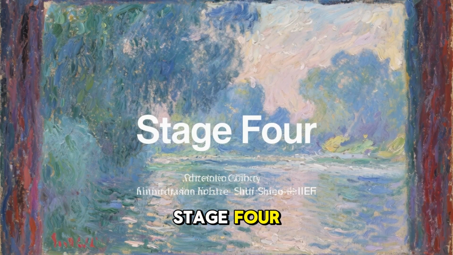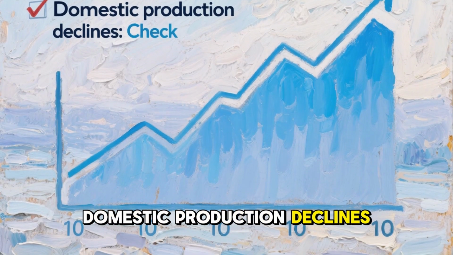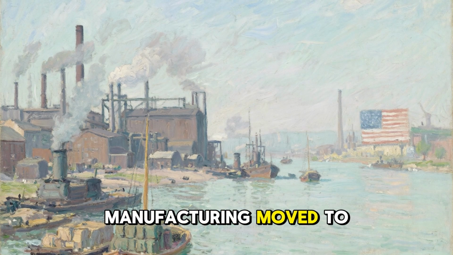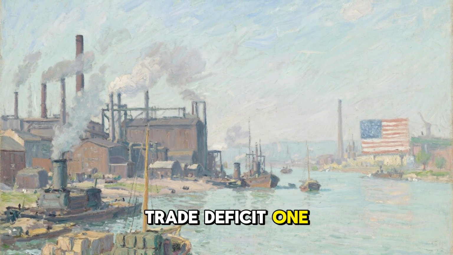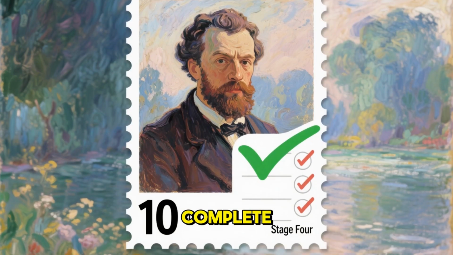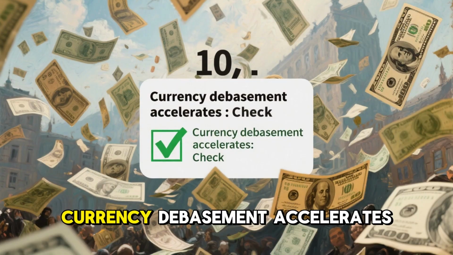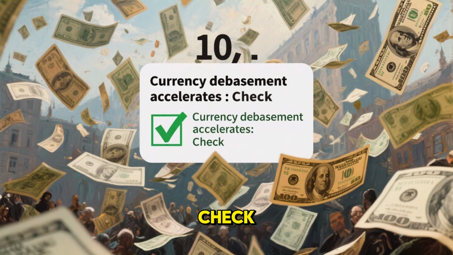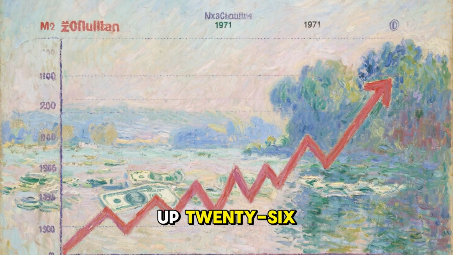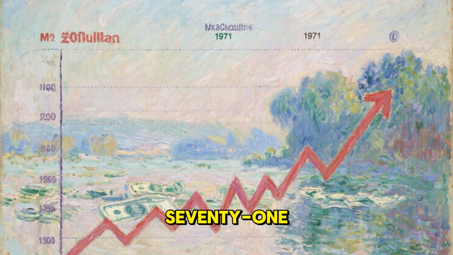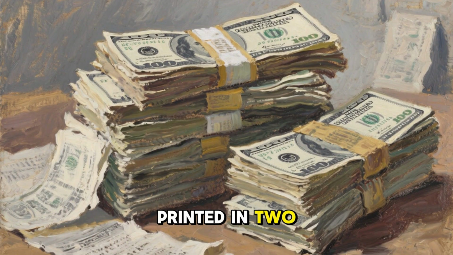Complete. Stage 4. Domestic production declines. Check. Manufacturing move to China. Trade deficit 1.1 trillion annually. Complete. Stage 5. Currency debasement accelerates. Check. M2 money supply up 26 times since 1971. 5.8 trillion printed in 2 years.